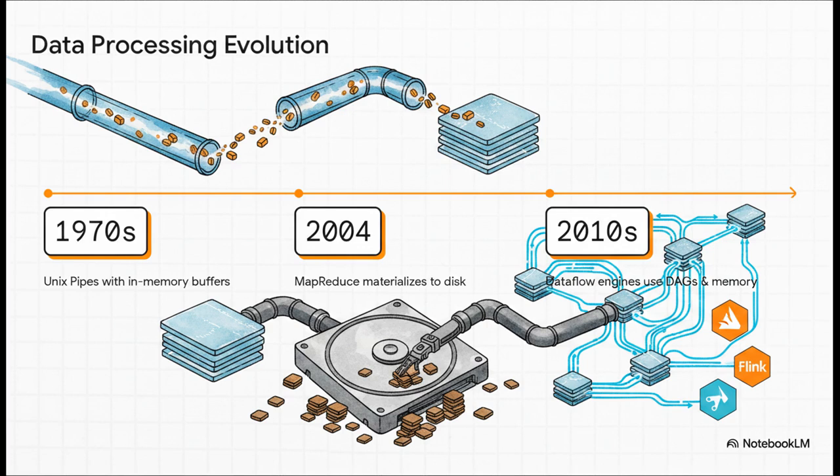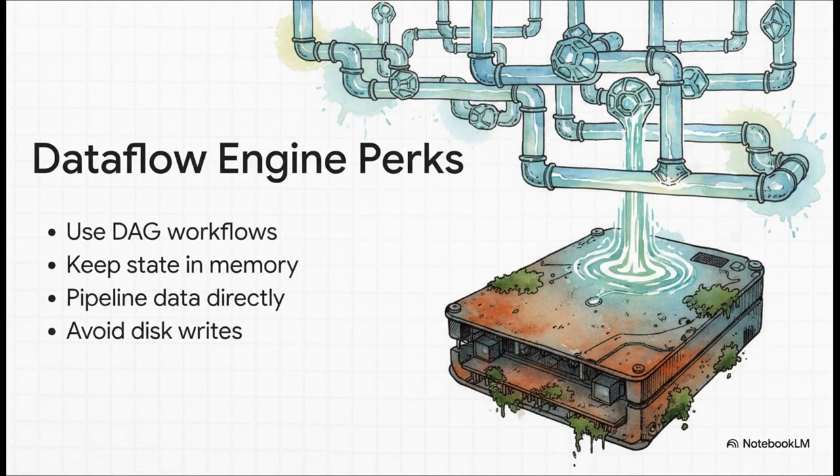So, to fix this sluggishness, the 2010s introduced modern data flow engines like Spark, Flink, and Tez. And what's really amazing is that they fixed the problem by returning closer to the original Unix vision. How do they actually do it? Well, these data flow engines treat an entire workflow of multiple steps as one giant directed acyclic graph, or a DAG. Instead of constantly writing to disk between every single map and reduce step, they keep the intermediate state right in memory. They pipeline data directly through operators, avoiding unnecessary disk writes entirely. And unlike MapReduce, which just sorts everything by default, these newer engines only sort the data when it's explicitly required. It was a massive leap in efficiency while still managing to handle failures gracefully.